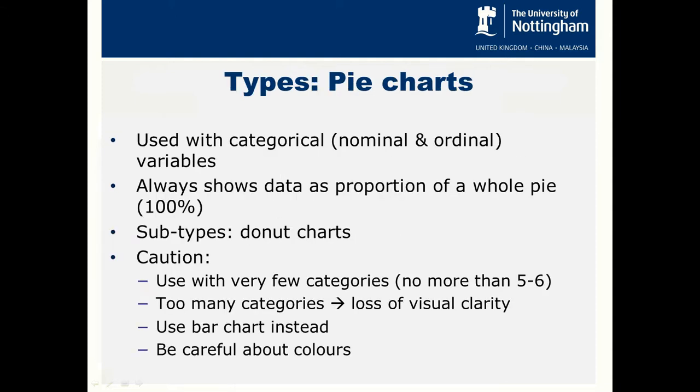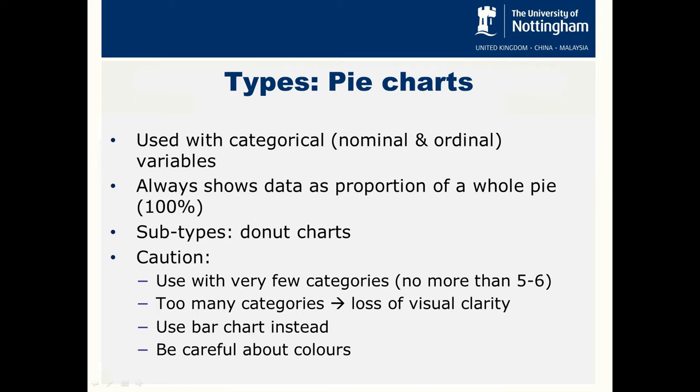So looking at a few types quickly. Pie charts are used with categorical data. So that means that the name of the category simply represents a category. It's not a quantifiable, measurable number like age or height or length. You always show the data as a proportion of 100%.